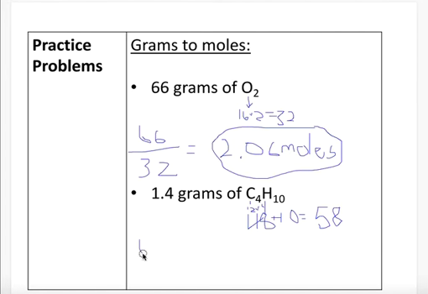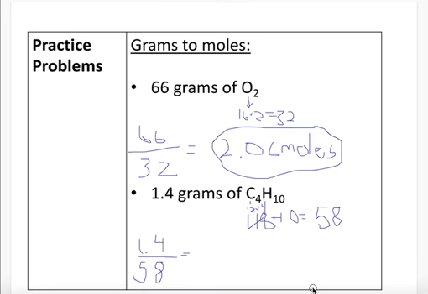Okay, 1.4 divided by 58. Now, you might be tempted to put the 1.4 on the bottom. Don't do that. The molar mass always goes at the bottom. Okay. So your molar mass in grams has to be on the bottom. You're going to get a small number here. That's totally fine. You can get a decimal. Doesn't matter because you're getting a very small number of moles. It's obviously going to be less than 1 mole. If 1 mole is 58 grams, right, and you only have 1.4, you definitely have a lot less than 1.